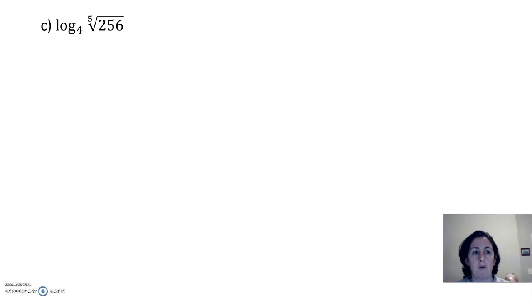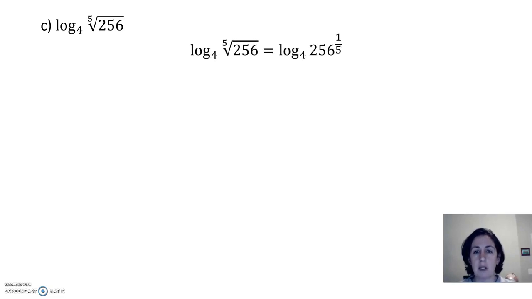Here's a different type of one. Log base 4 of the 5th root of 256. So we could try solving this the same way we solved those last problems, but 4 raised to what power is the 5th root of 256? That wasn't as straightforward as the other ones. But what we can do is say, okay, the 5th root is really raising to the 1/5 power, so log base 4 of 256 to the 1/5 power.